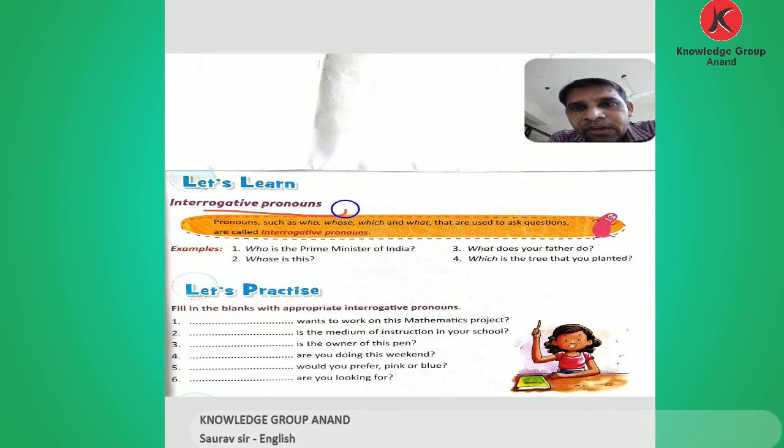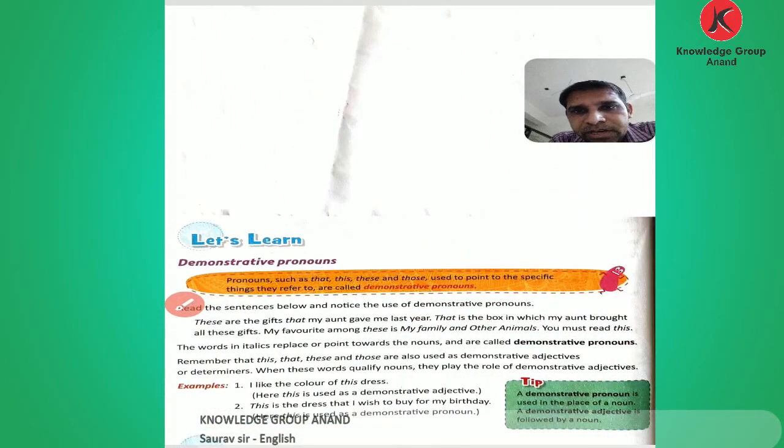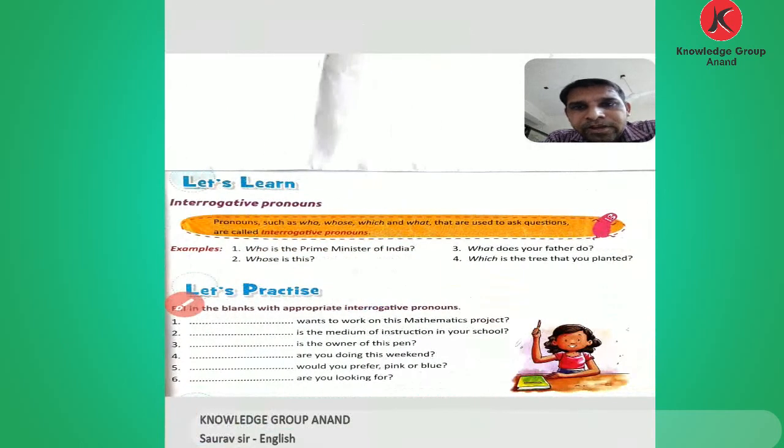Using the WH questions: who, whose, what and which. I hope you understand these WH questions, the interrogative pronouns, and the demonstrative pronouns. Keep these in your mind: this, that, these and those. These four we use as demonstrative pronouns, and WH questions we use in interrogative pronouns.